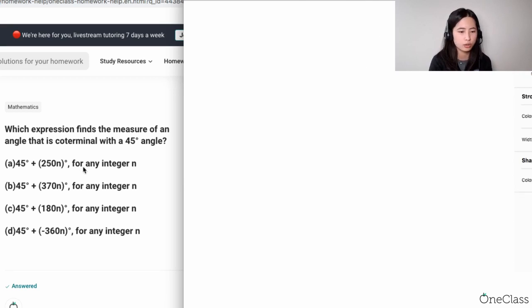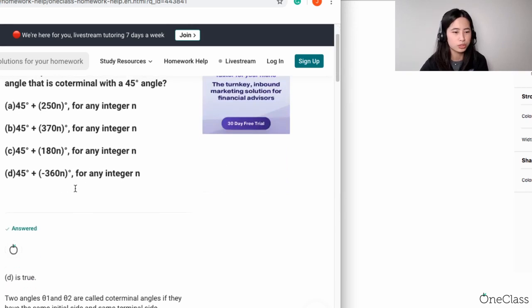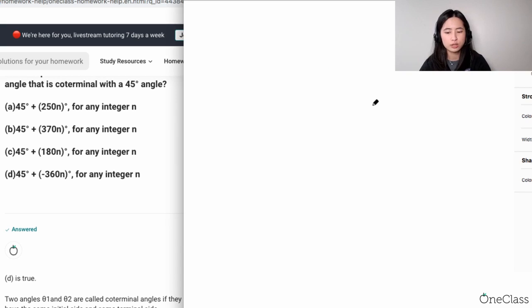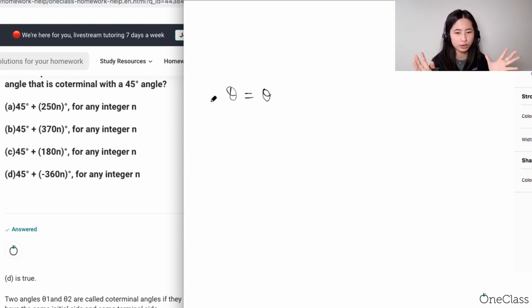Okay, so let's get into the question. Maybe let's look at what they wrote. So here for part A, they're saying you have 45 degrees and you have 250n degrees. Remember, because it's supposed to be a coterminal angle, this is your angle first, and this is equal to the angle that you're looking at. So this is the total angle if you think about it. And this is your angle, which is the 45 degrees, and this is plus. So this is supposed to be 360.